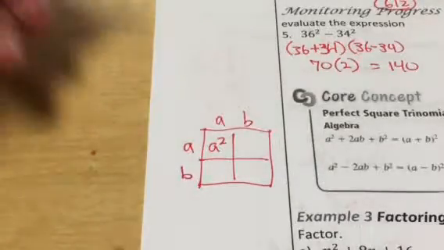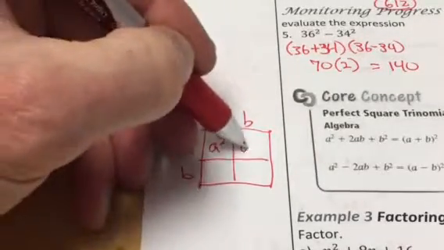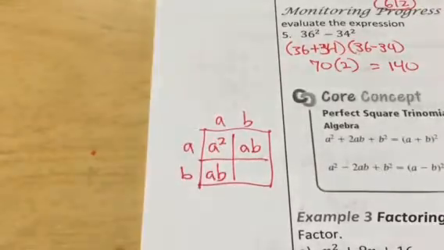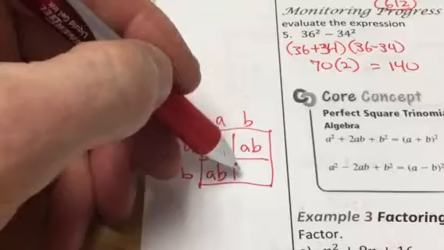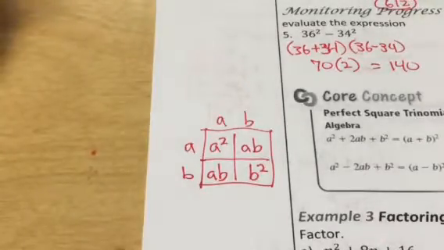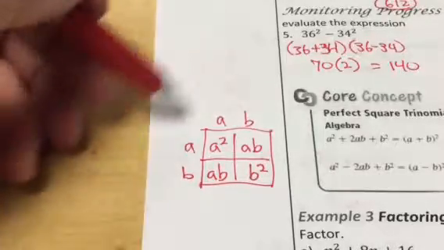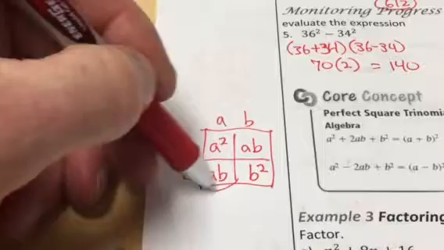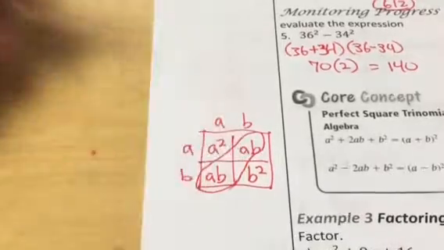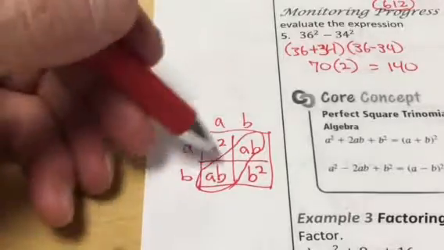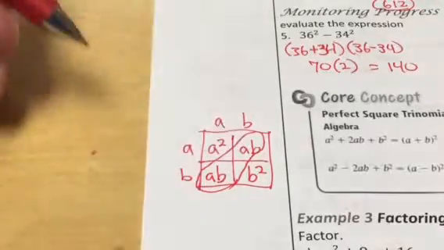We're going to get a squared there. We're going to get a times b in this box. We're going to get a times b in this box. And in the last box, we're going to get b squared. So what happens in these cases when you're squaring a binomial, and we have talked about this before, is that the items in these two boxes are always identical. So there's always two of whatever those are.